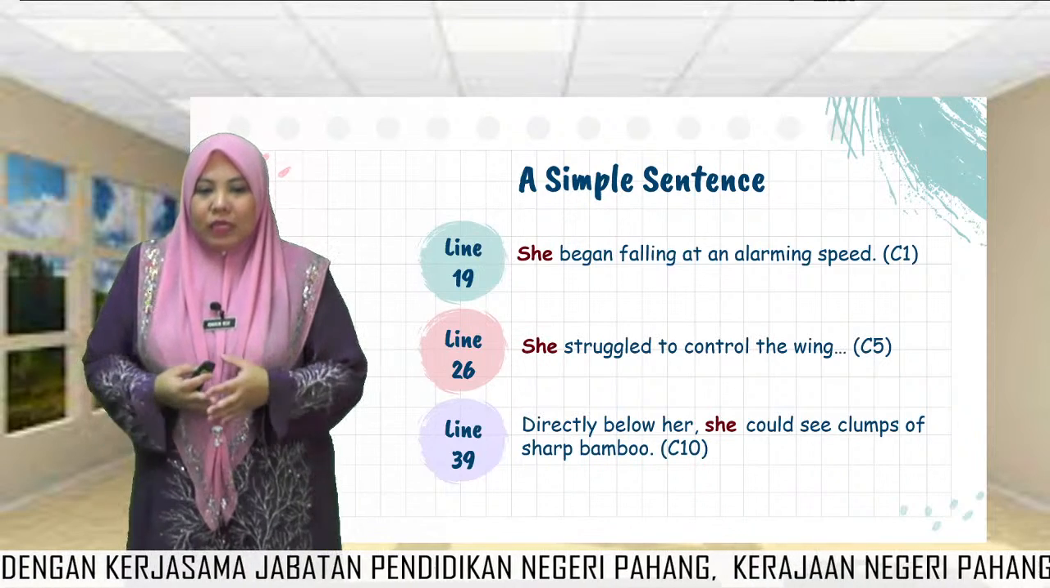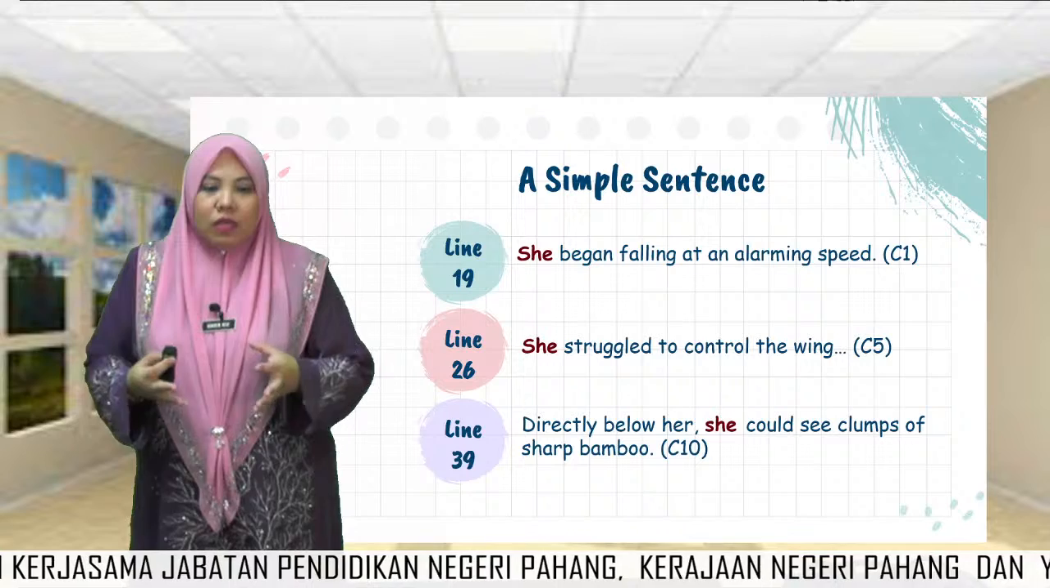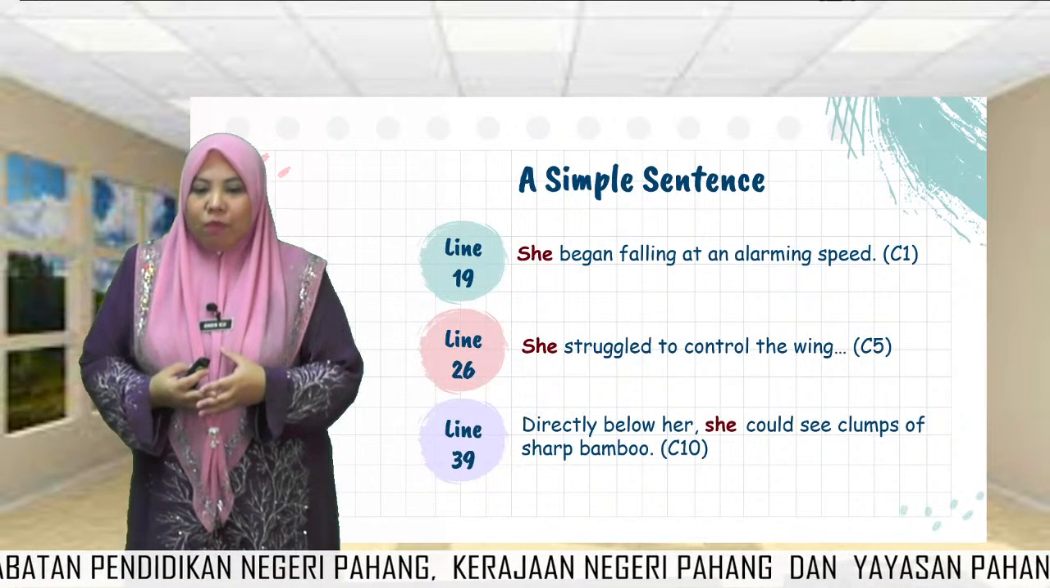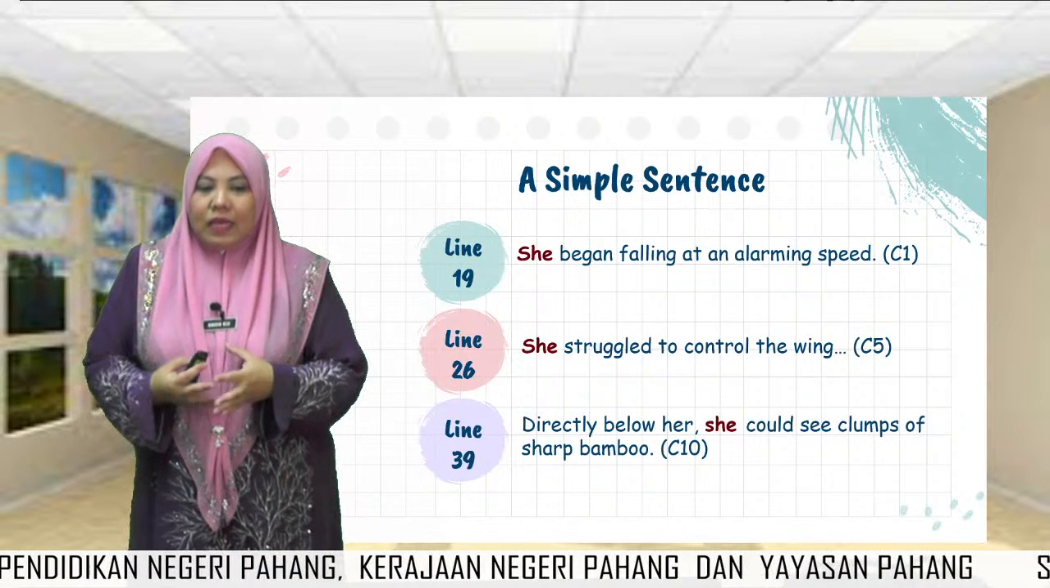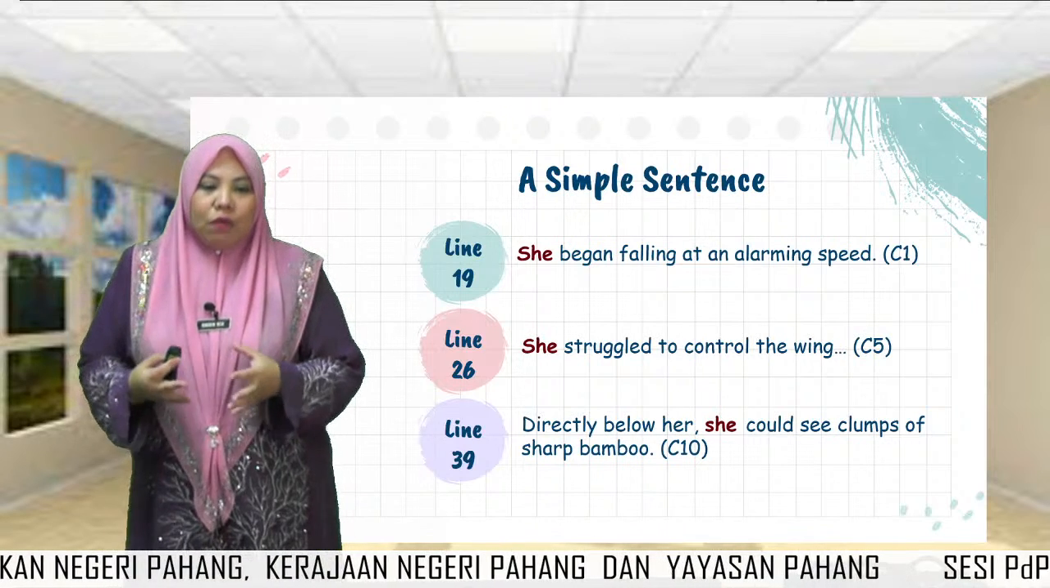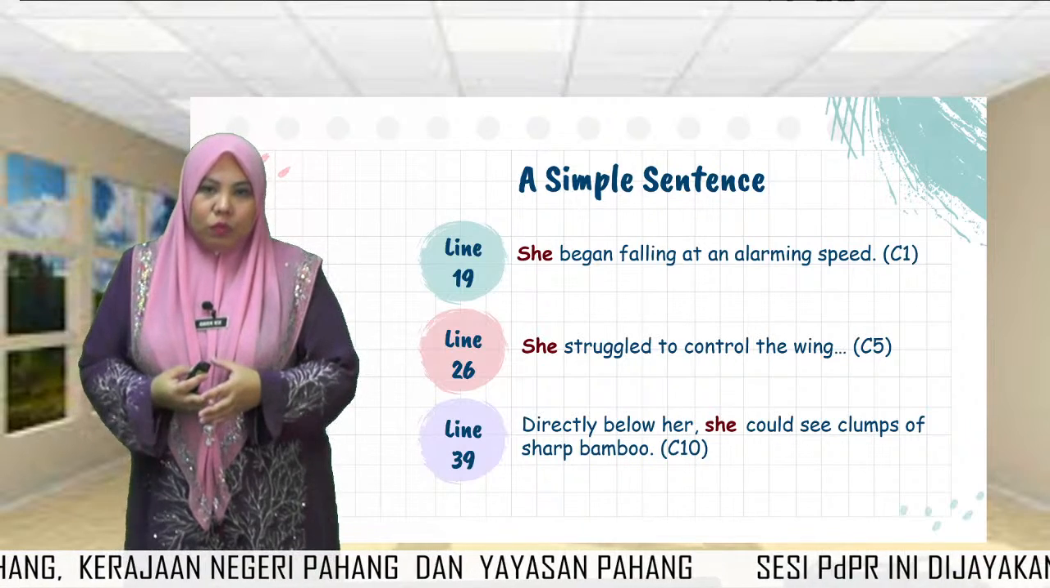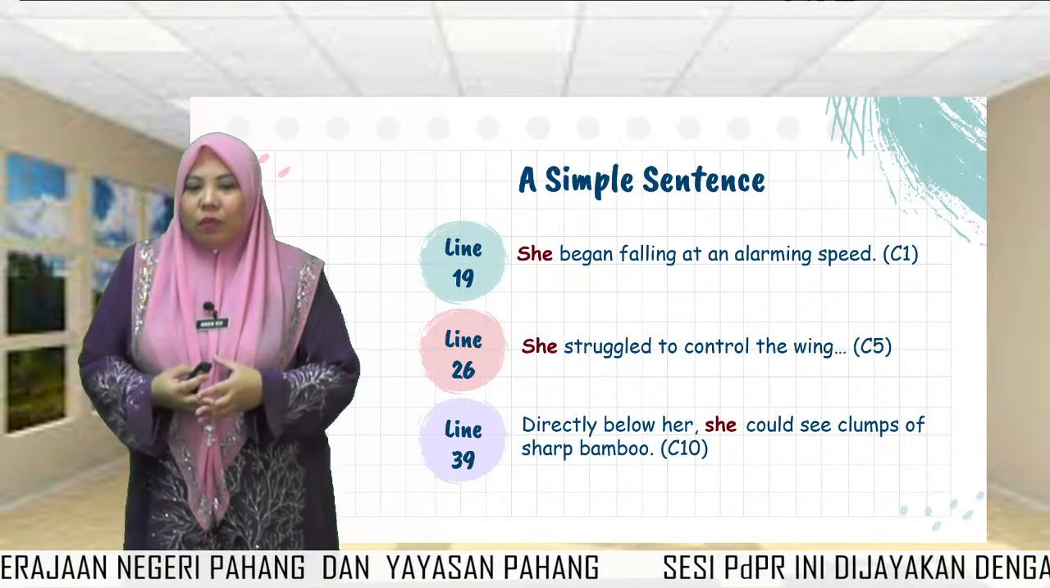In line 26, you will get: she struggled to control the wind. Okay, this is content point number 5. And in line 39, directly below her, she could see clumps of sharp bamboo. That would be in content point number 10.